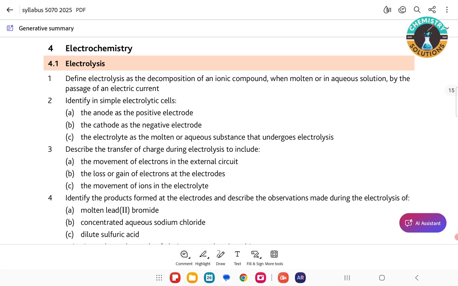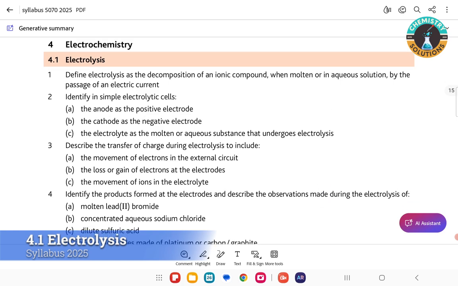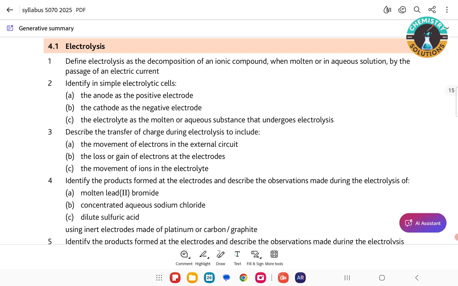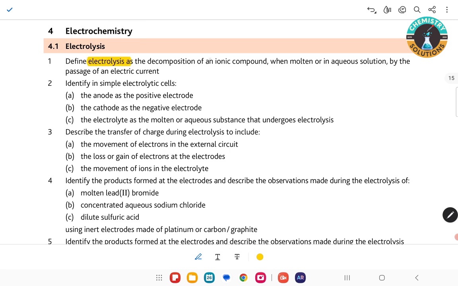So today in this lesson we are going to attempt all of the contents of your syllabus from electrolysis. In electrochemistry, part 4.1 is electrolysis. Define electrolysis as the decomposition of an ionic compound when molten or in aqueous solution by the passage of an electric current. Here they are giving us the definition of electrolysis, which you all have to memorize accordingly.